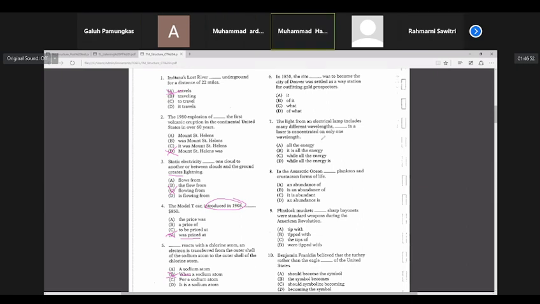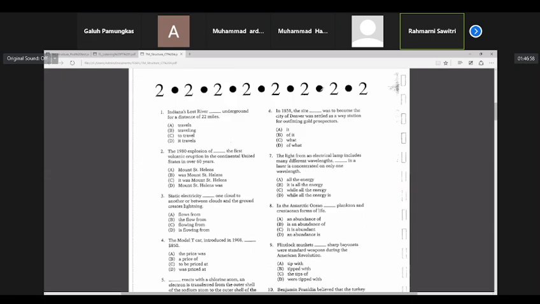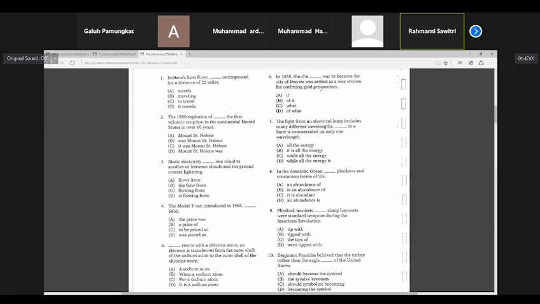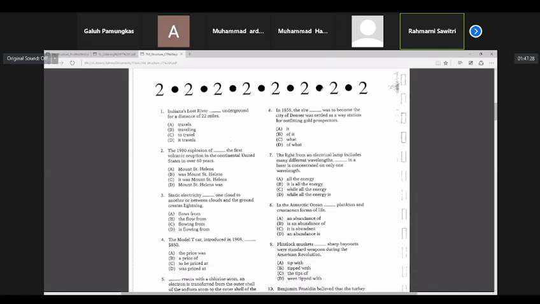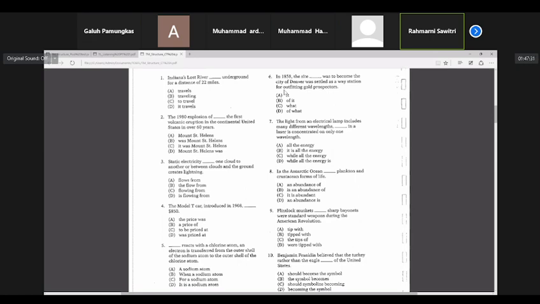Okay. And then for number 6, what about Muhammad Haikal Faribi? A, ma'am. A. Let's see A. In 1858, the site it was to become the city of Denver was settled. Bukan yang A. Mau coba lagi? The correct one is yang D ya. In 1858, the site of what was to become the city of Denver was settled as. The correct one is D. Of what? Jadi yang akan menjadi Denver, something like that.